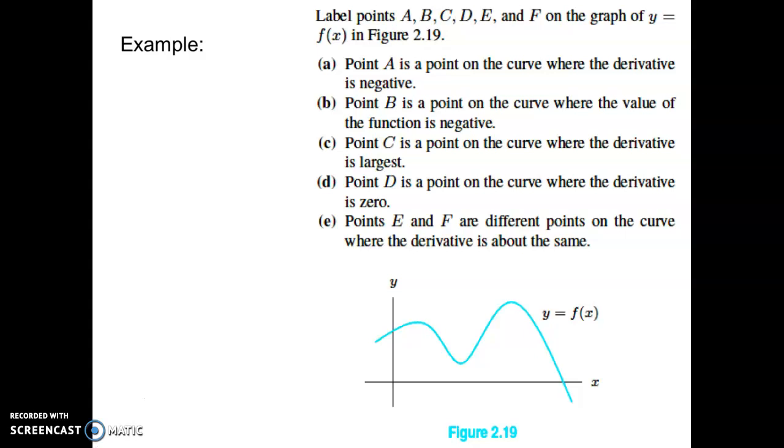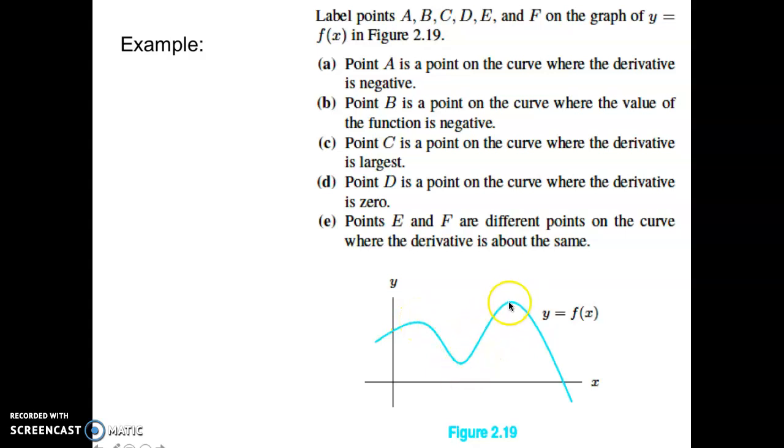Point C is a point on the curve where the derivative is the largest. Well, let's say something is the largest if it is the most positive. So what I want to do here is look where the curve has a positive slope, because the derivative is positive. Now we don't want this, which is the local maximum or the global maximum. We want to know, where's the derivative the largest? Where's the slope the steepest?